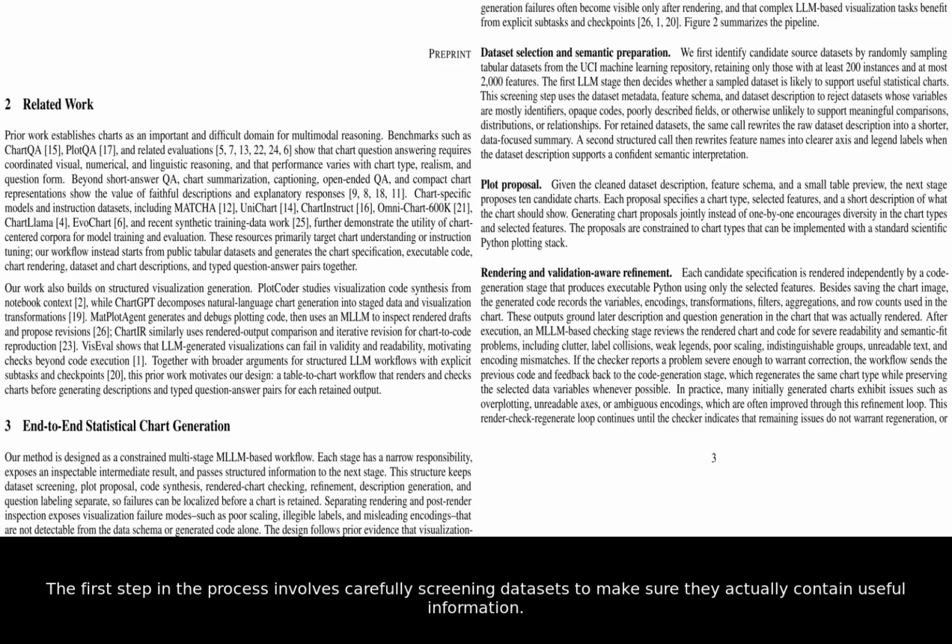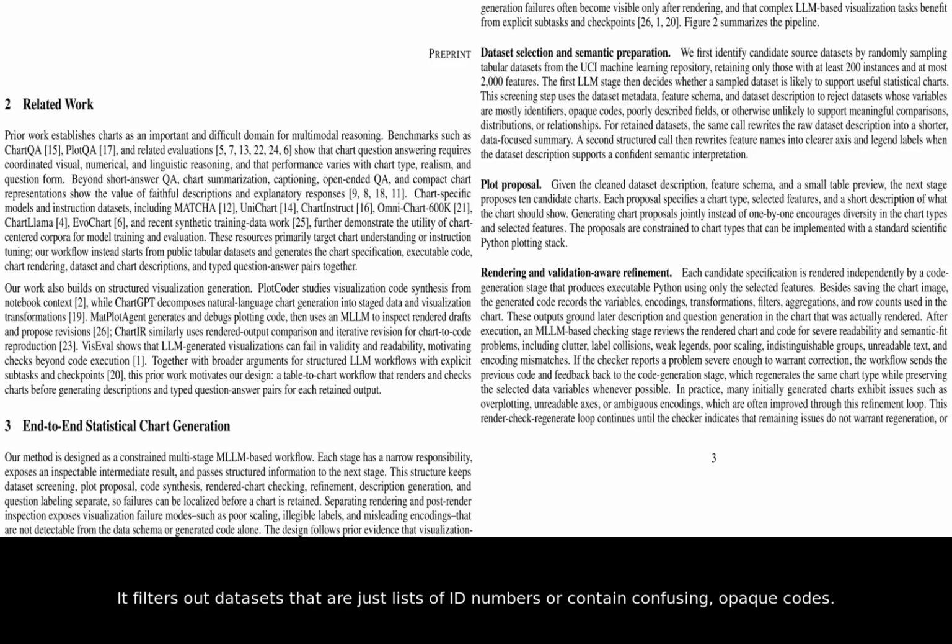The first step in the process involves carefully screening datasets to make sure they actually contain useful information. It filters out datasets that are just lists of ID numbers or contain confusing, opaque codes. Once a good dataset is found, the system suggests 10 different types of charts that could best display the facts.